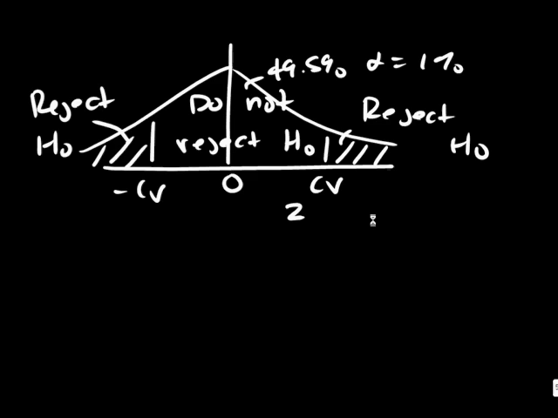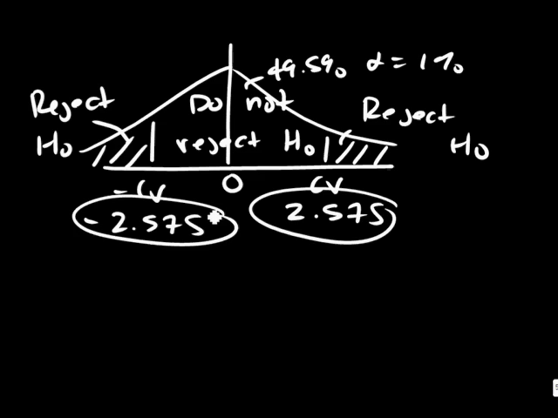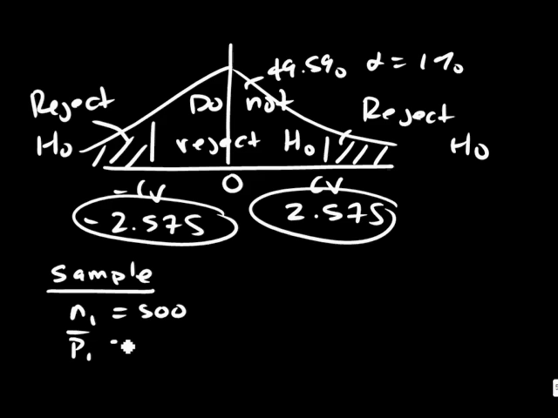So let's take a look at our sample information. Our sample information says that the sample size for group 1 is 500, while the sample proportion for group 1 they compute as being 0.22, or 22%. For group 2, the sample size is 450, and they compute a sample proportion being 14%, or 0.14.